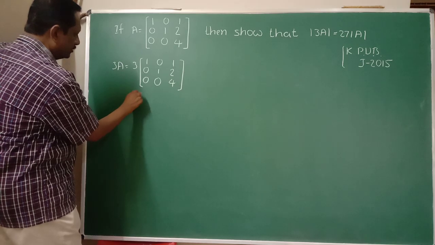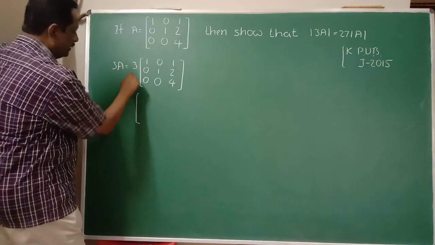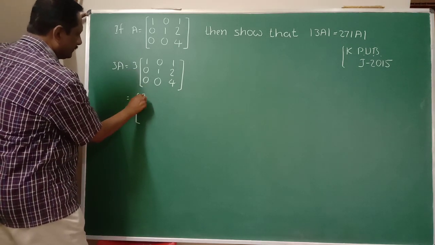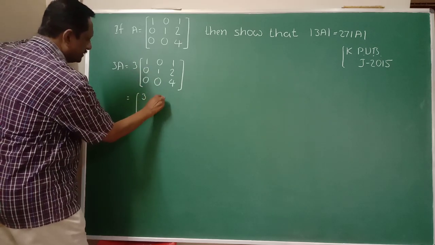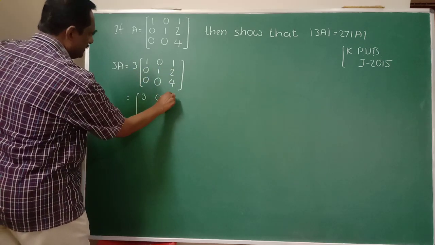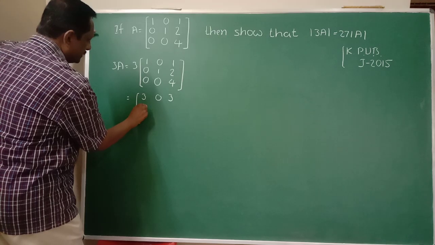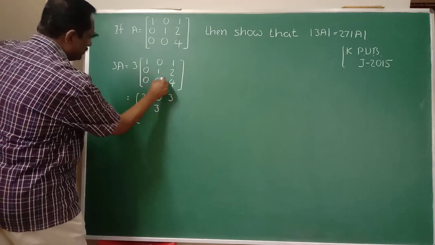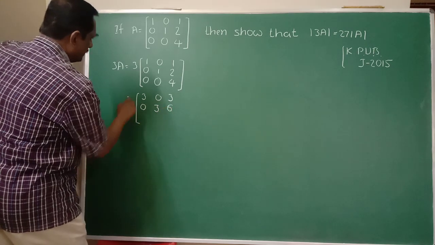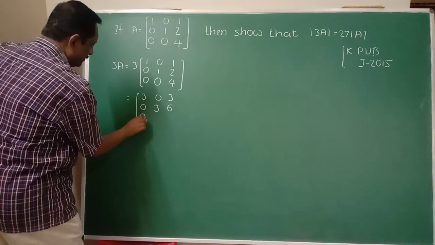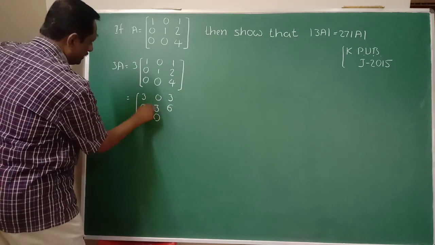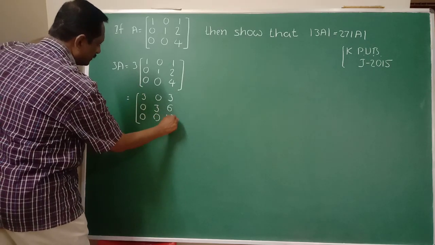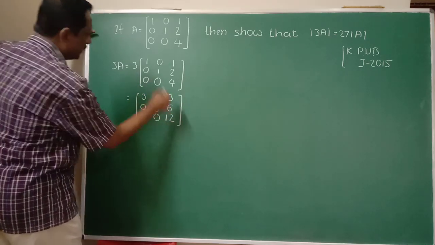Therefore, this is equal to, here 3 into 1 becomes a 3. 3 into 0 becomes a 0. 3 ones are 3. 3 into 0 becomes a 0. 3 ones are 3 here, and 3 twos are 6 here. 3 into 0 becomes a 0. Again it is a 0 here. 4 3s are 12 here. It is a 12. Okay.